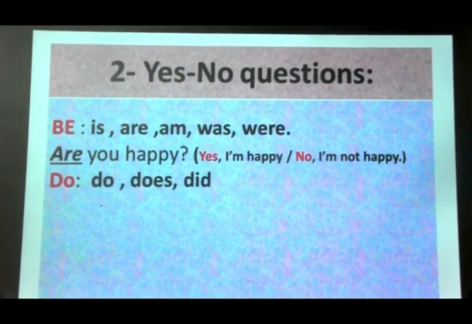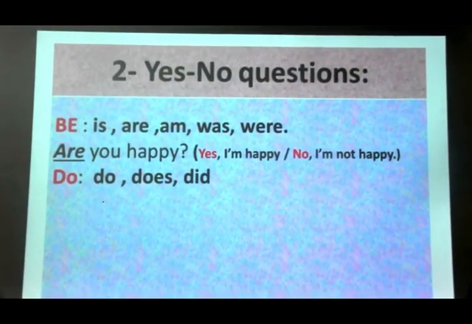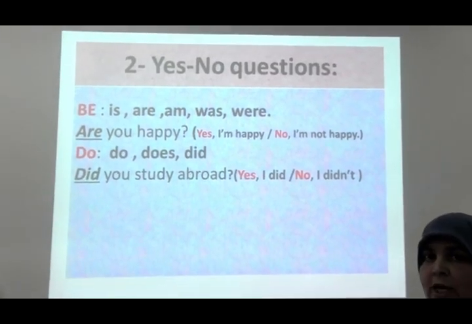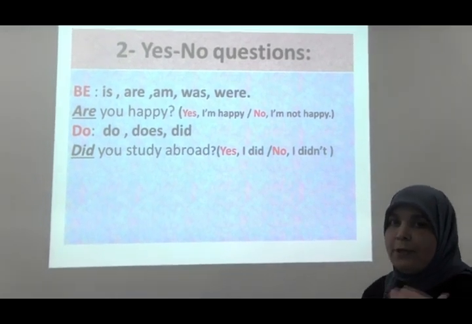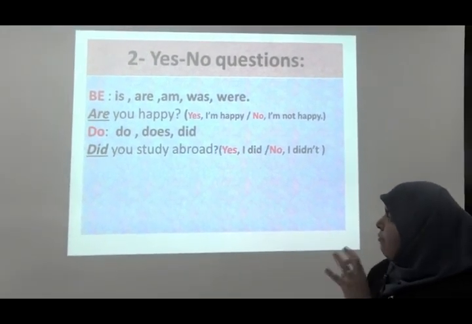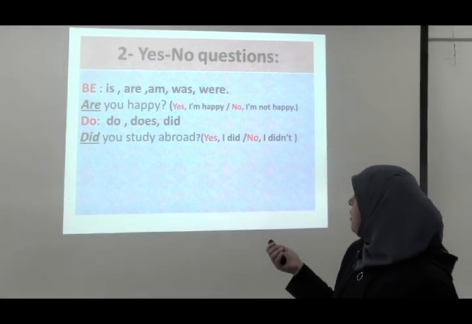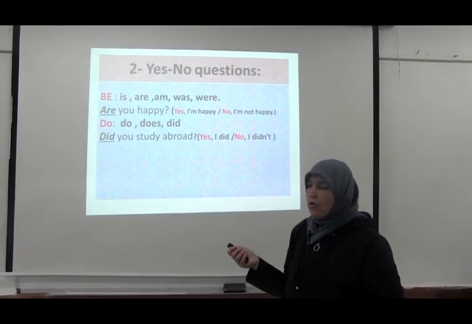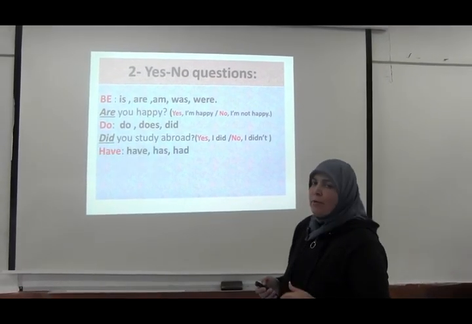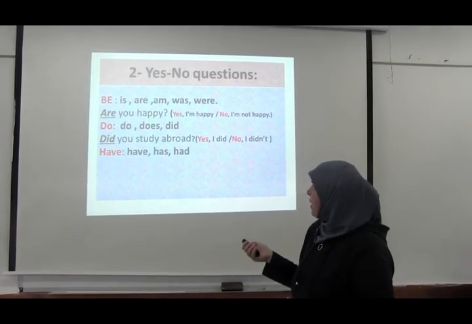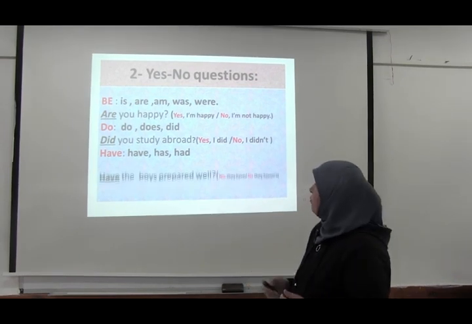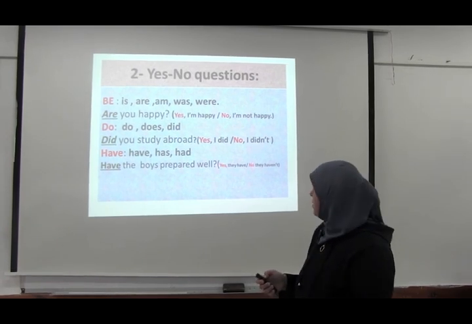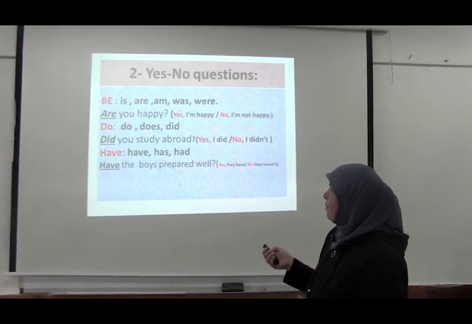Also, you can form yes-no questions using the verb to do: do, does, and did. Did you study abroad? Look at this question. It starts with the auxiliary verb did, and did here is a verb to do. Okay? Did you study abroad? The answer is yes, I did, or no, I didn't. So it is a yes-no question. Also, you can form yes-no questions using the verb to have: have, has, or had. For example, have the boys prepared well? The answer will be either yes, they have, or no, they haven't.